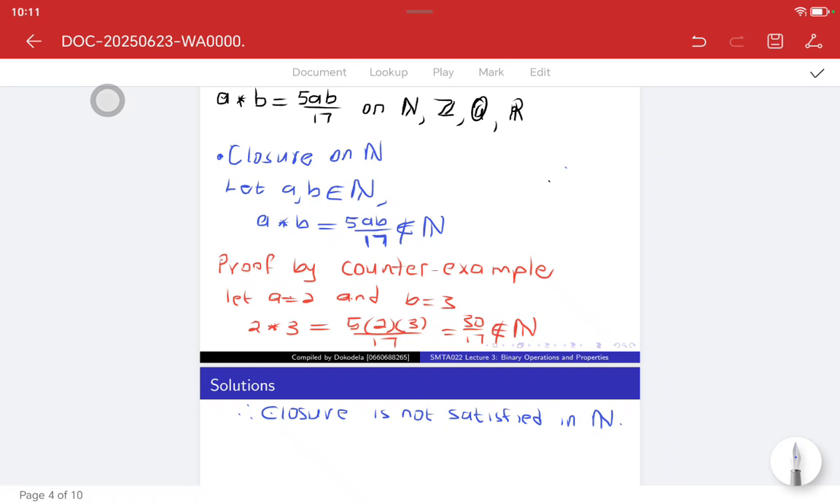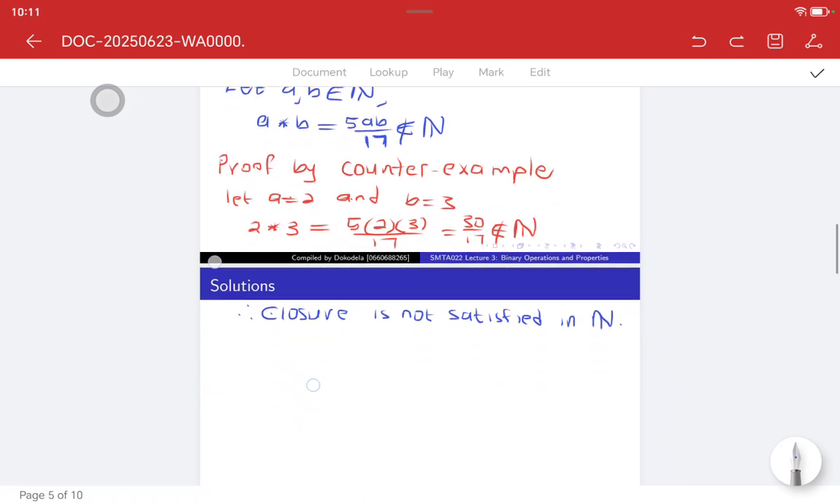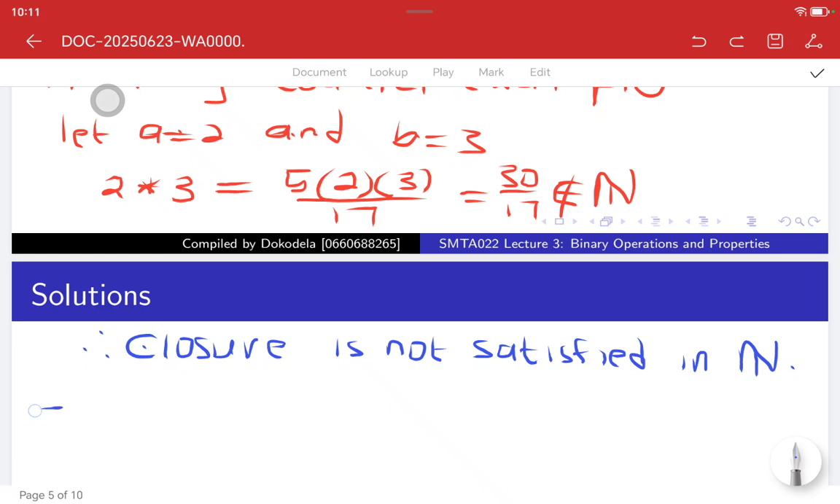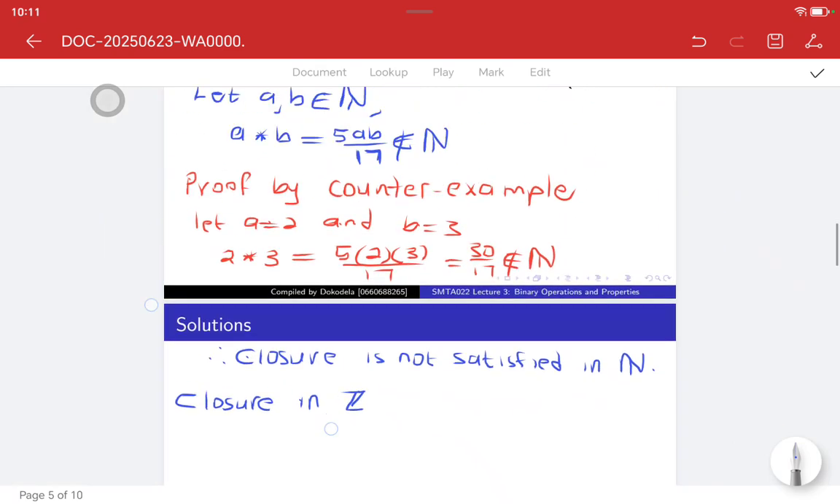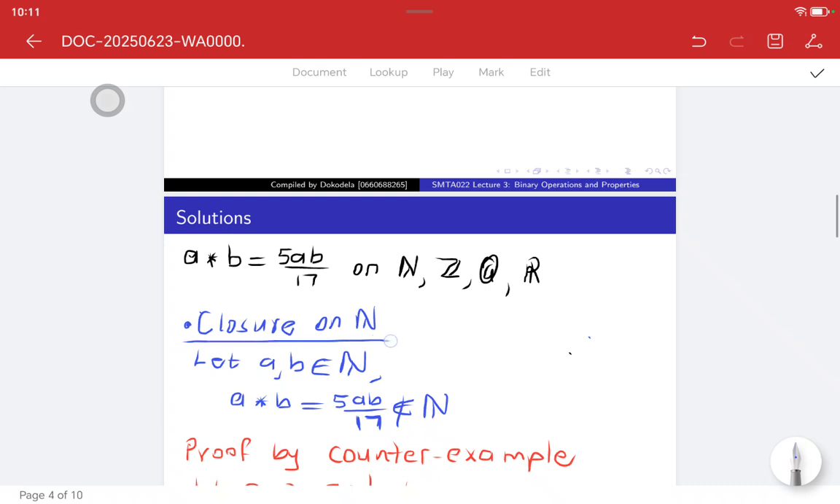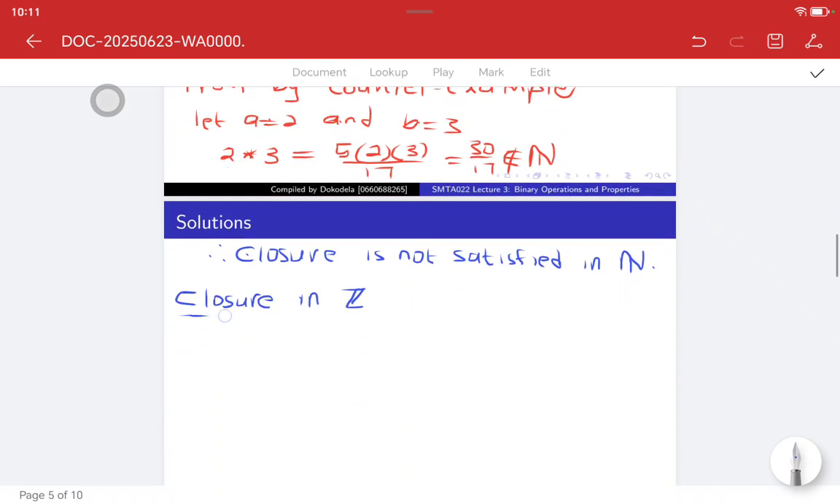So now we check closure in Z. Now, for us to check closure in Z, we're going to do the same thing. We're going to pick two elements. We always pick two elements, A, B, which are elements of Z.